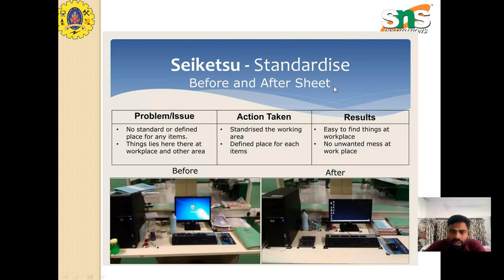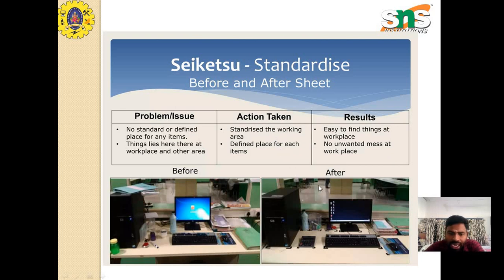Next is standardize. The fourth one is standardize. So what is the problem? There is no standard or defined place for any items, and things lie here and there, at the workplace and other areas. So it is not properly arranged, right? We have placed things wherever they happened to be taken. Then what is the action taken? Standardize the working area, with a defined place for each item. So we have to fix a particular place for each item. The result is that it is easy to find things at the workplace, and there is no unwanted mess at the workplace.